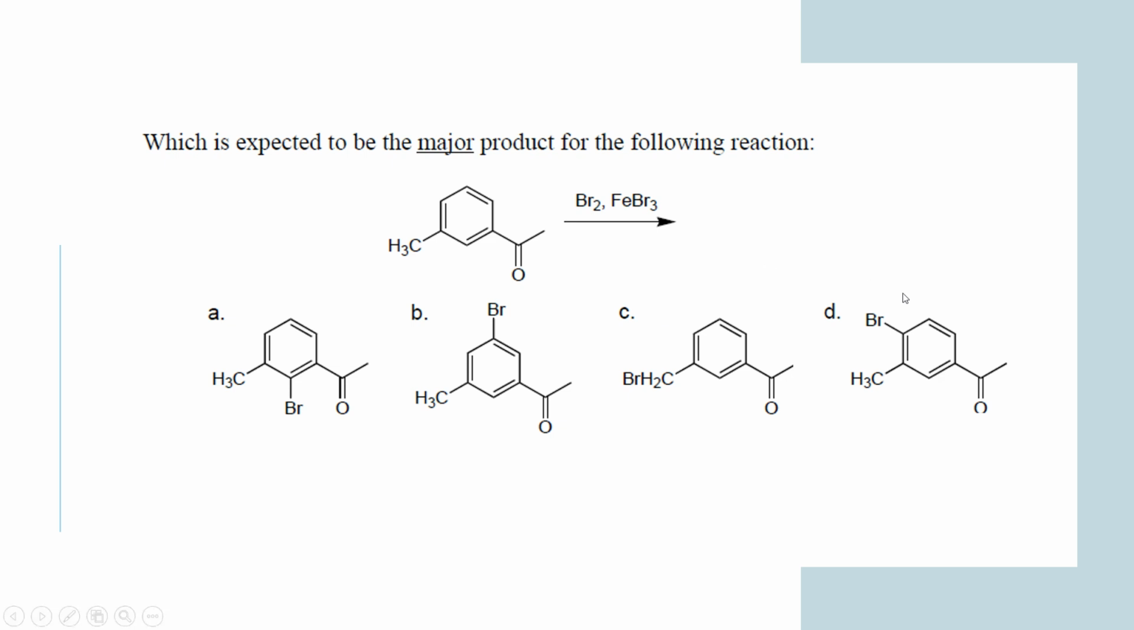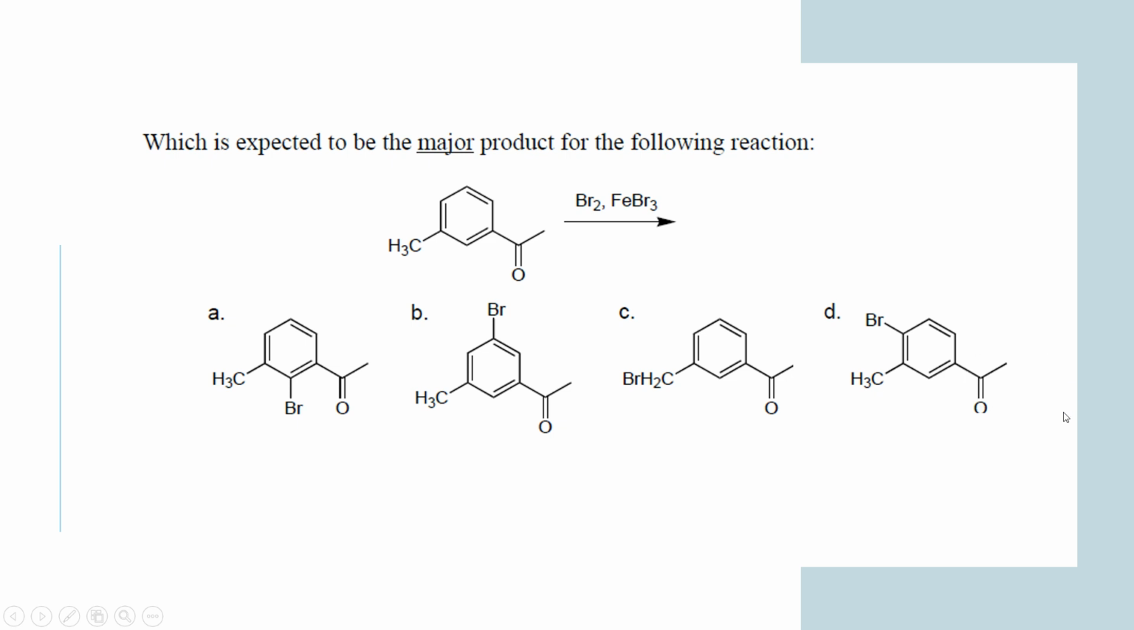And in option D, let us look. We see what is there. Bromine is present ortho to the methyl but para to the acyl. So like option A, option D is also obeying the effect of methyl group but disobeying the effect of acyl group.